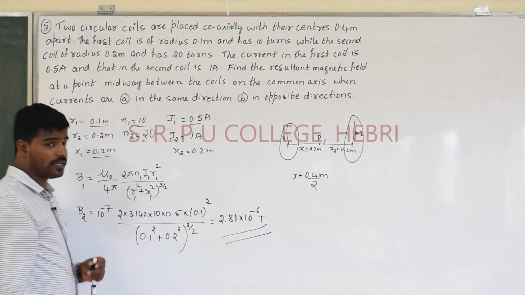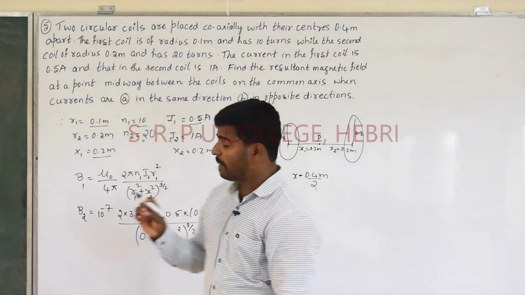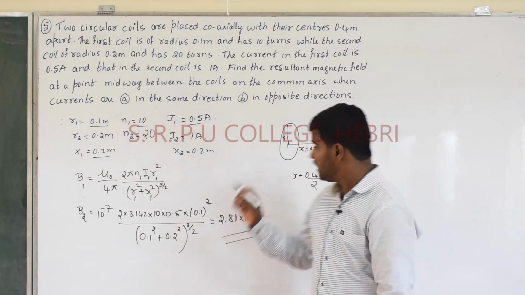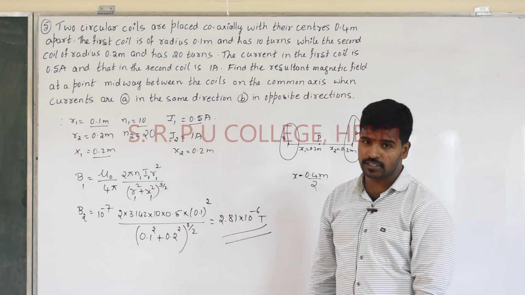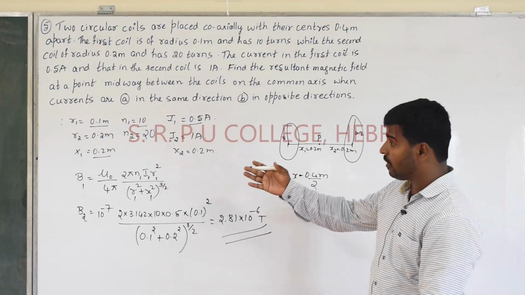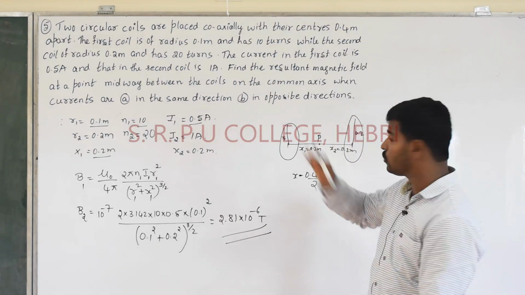Therefore the magnetic field due to the first coil at the point P is given by 2.81 into 10 raised to the power minus 6 Tesla. Is it clear? Now we have to calculate the magnetic field due to the second coil.